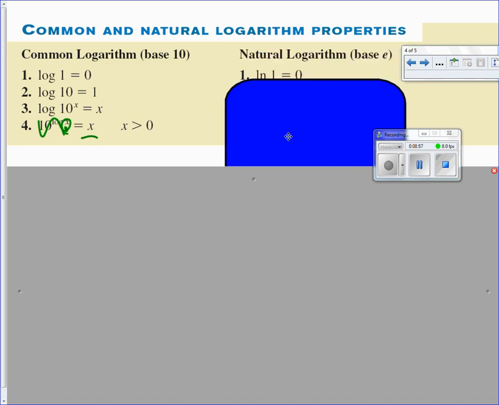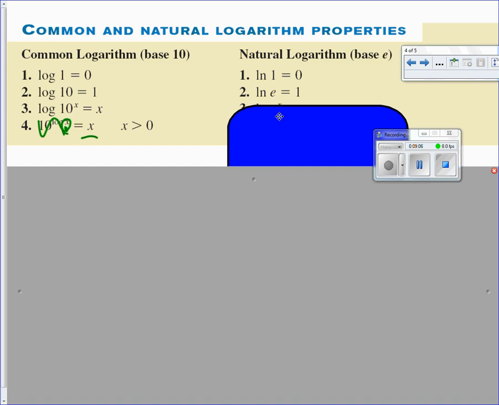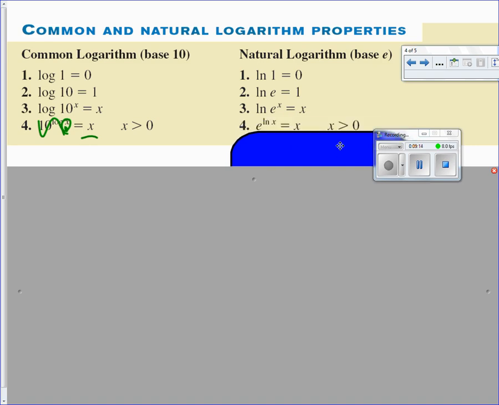The same rules apply for natural logarithms with base e. So the natural log of 1 is 0. Doesn't matter what the base is, the log base anything of 1 is 0. The natural log of e is 1 because the base of that natural log is e. The natural log of e to the x is x, and e to the natural log of x is also x.